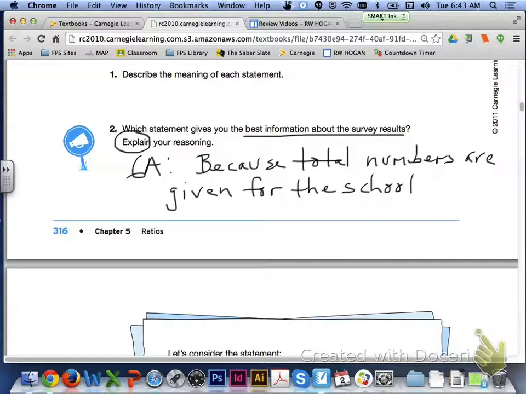So based off of each of your statements for all 4 of the homerooms, which one do you think gives the best information about the survey results, and explain your reasoning? Answers are indeed going to vary, but if you do look at homeroom 6A, most students will probably navigate to those results because the total numbers are given for the entire school.